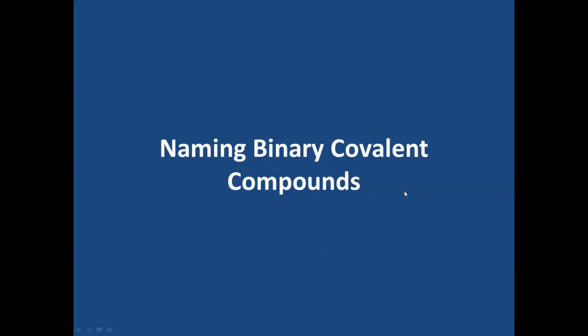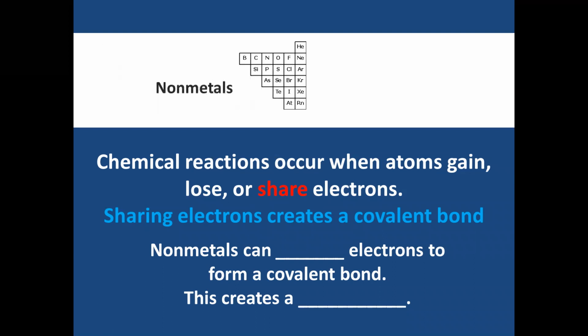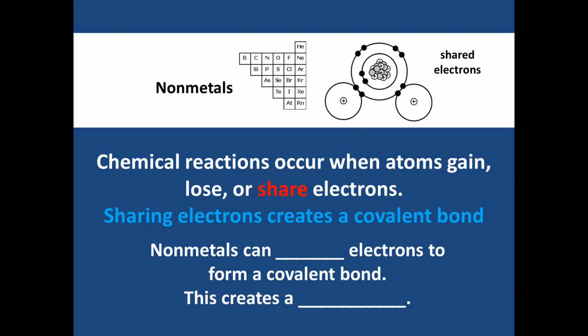Welcome back to part 2 of our naming series, and this is going to be naming binary covalent compounds. Now, we're still talking about chemical reactions, and in this case, we're talking about sharing electrons, which helps create a covalent bond. Generally speaking, nonmetals will team up together and have shared electrons that will form a covalent bond, as demonstrated here by our classic water look.